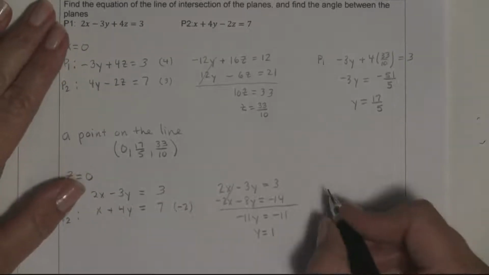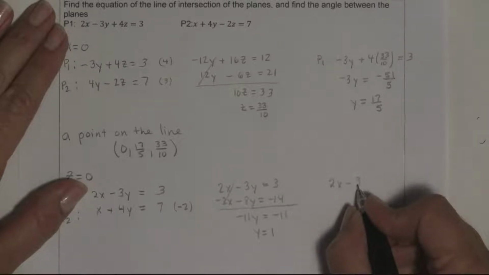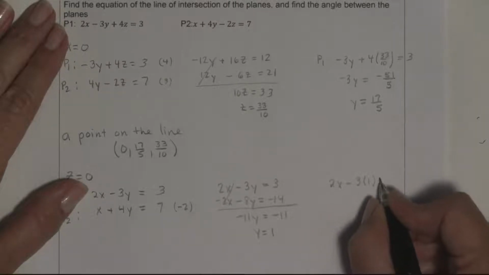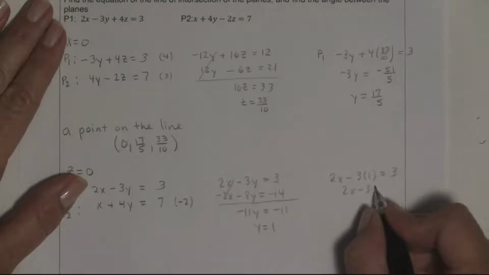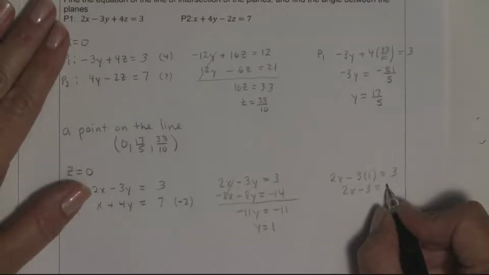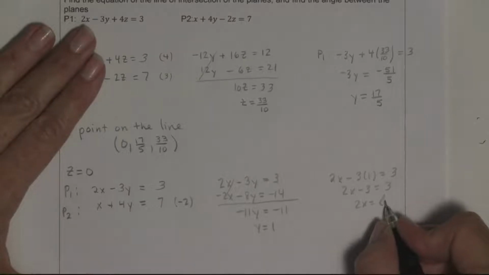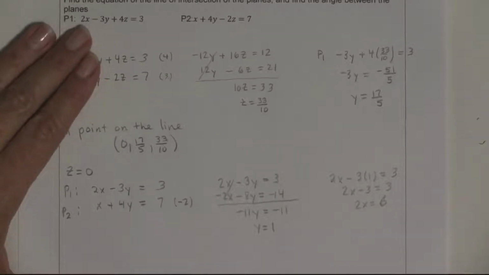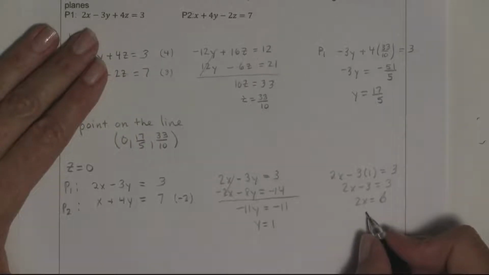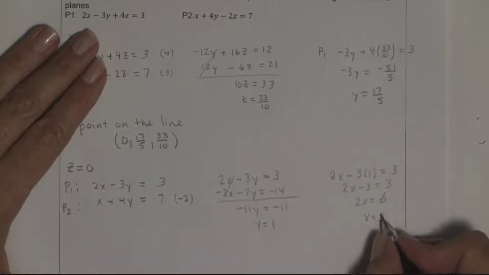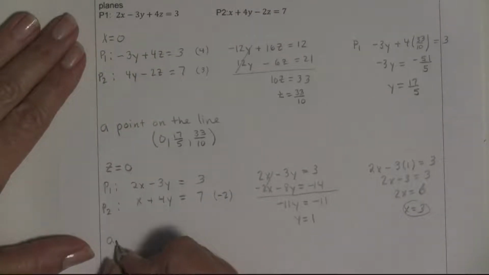And if you plug that into plane 1, 2x minus 3 times y, which is 1, equals 3. 2x minus 3 equals 3. 2x equals 0. No, 6. Sorry, just checking you. If I add 3 to both sides, 6. Right? And so then I get x is 3. So this is a nice point. Another point.